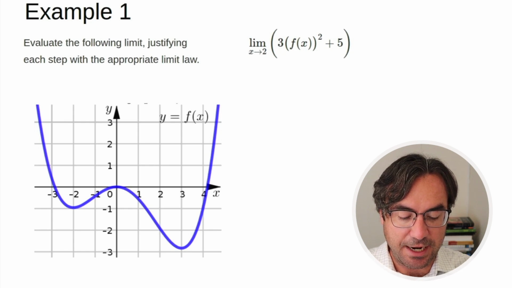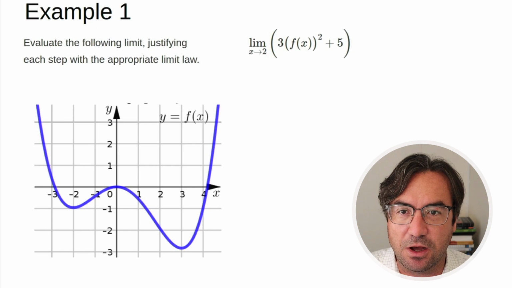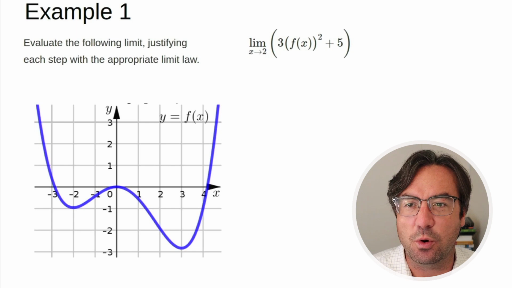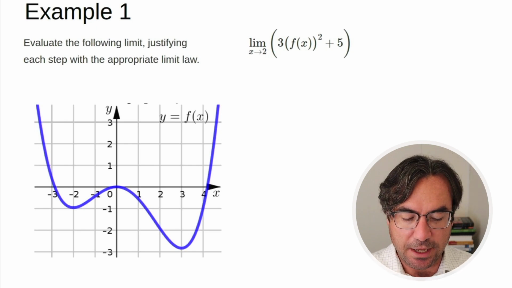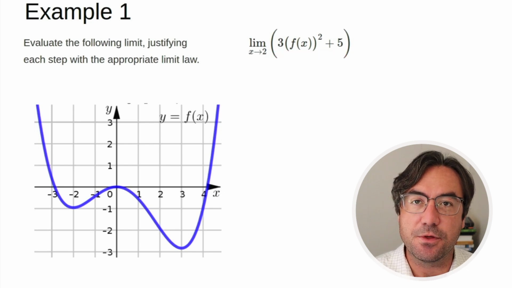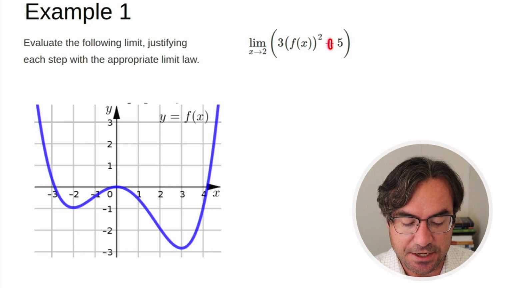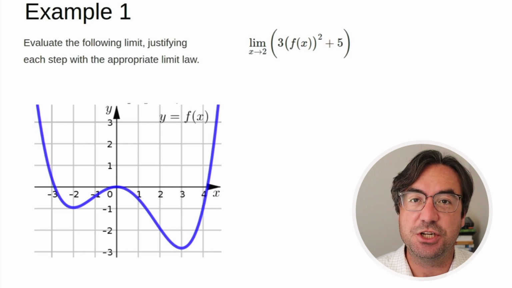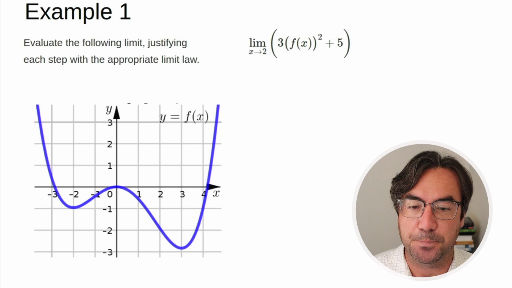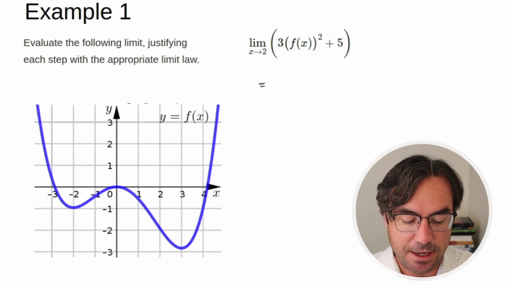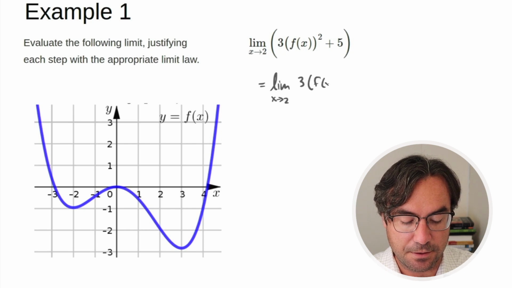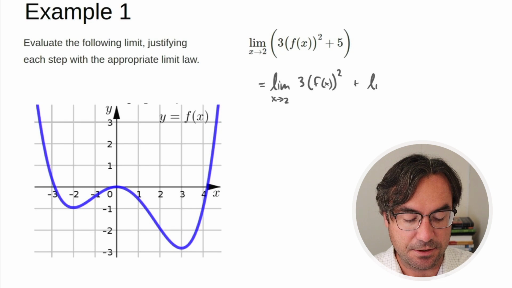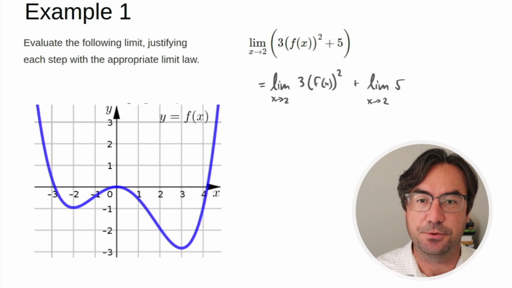And what we're going to do is we're going to kind of break this function apart using all those different limit laws until we get down to the fundamental core. So let's give this a try. And when we look at this brand new function, kind of the main operation here, the thing that happens, I guess, last, is the addition. So we're going to break this addition apart in regard to that limit. So our first step here is to calculate the limit as x approaches 2 of 3 times f of x squared plus the limit of 5 as x approaches 2.